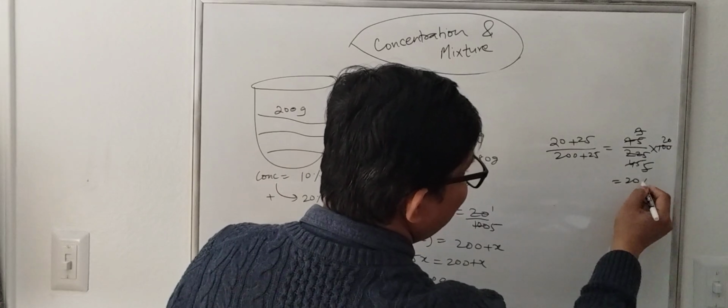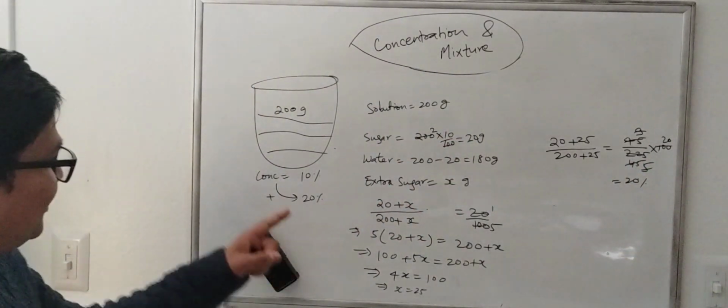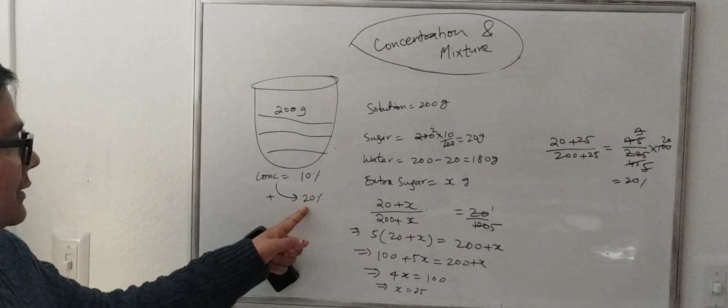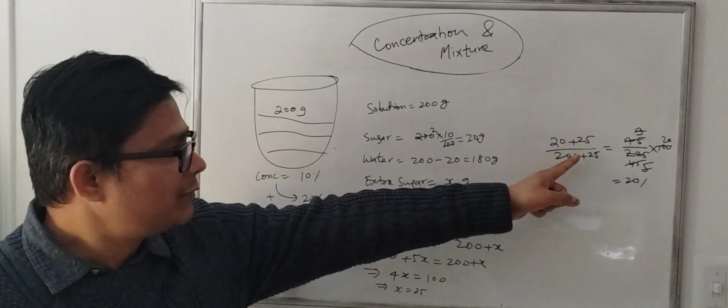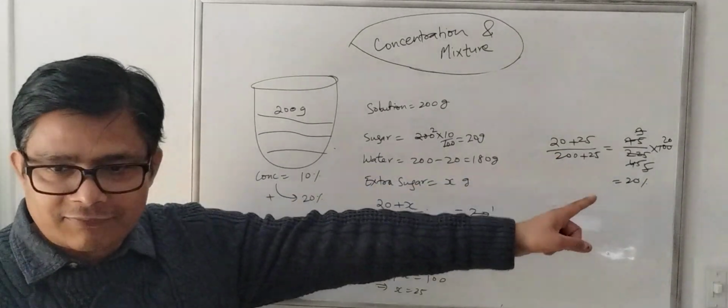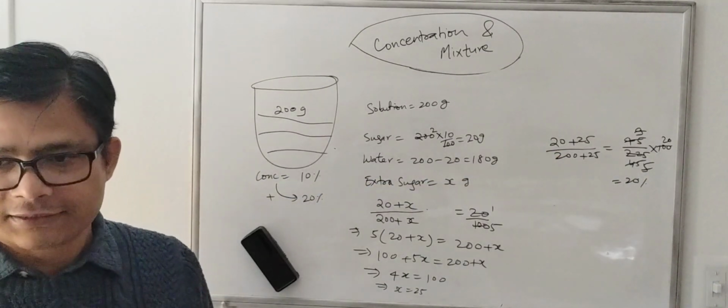Did we get it? See, that's what the question was asking. You have to make a solution of concentration 20%. If we add an extra 25 gram of sugar, we get 20% concentration.